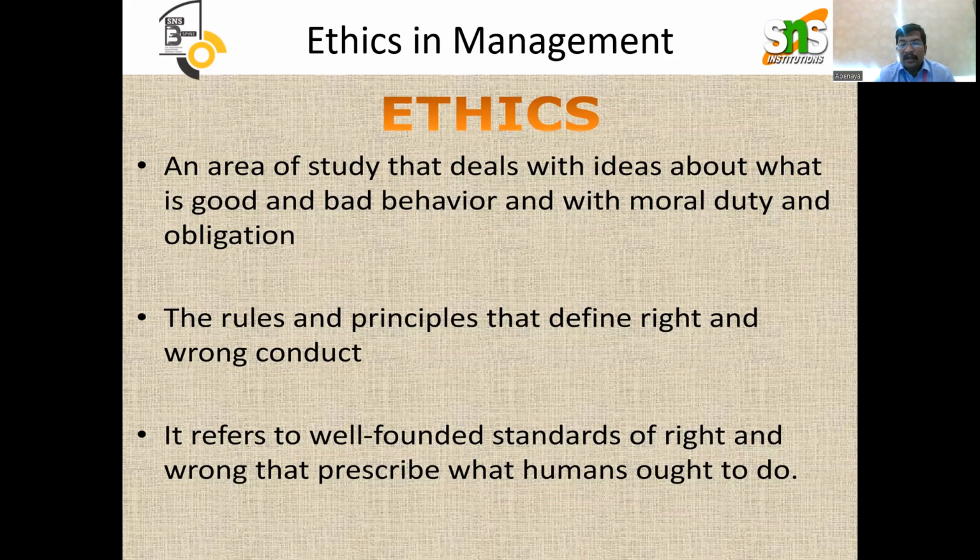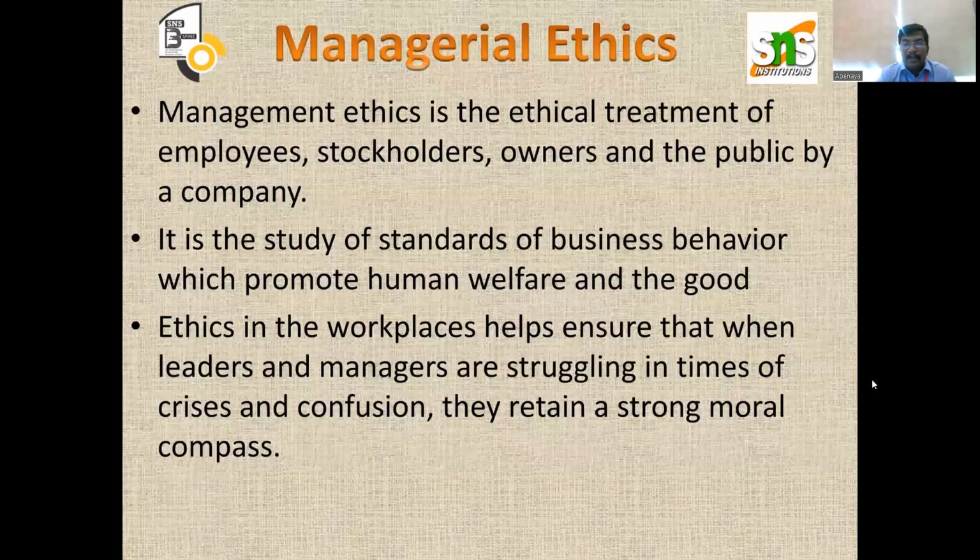So ethics are the rules and principles that define right and wrong conduct. It refers to well-founded standards of right and wrong that prescribe what humans ought to do. Managerial ethics: in an organization, how to manage the employees. Management ethics is the ethical treatment of employees, stockholders, owners, and the public of a company. It is a study of standards of business behavior which promote human welfare and the good.